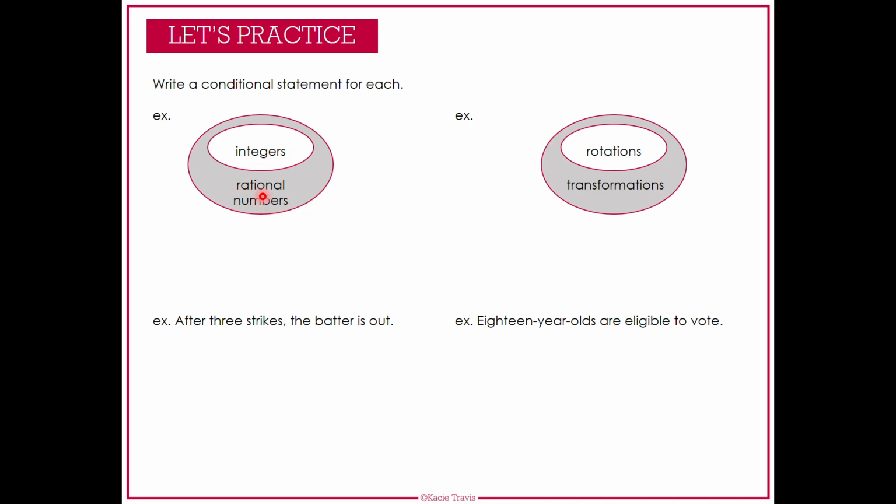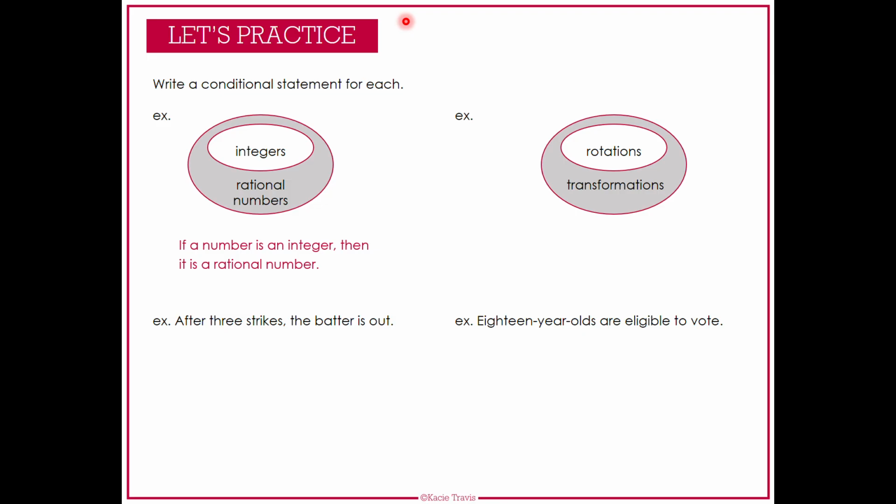So if we wanted to turn this into an if-then statement, we would say, if a number is an integer, then it is a rational number. So we have one thing from the inside related to the things that are outside.